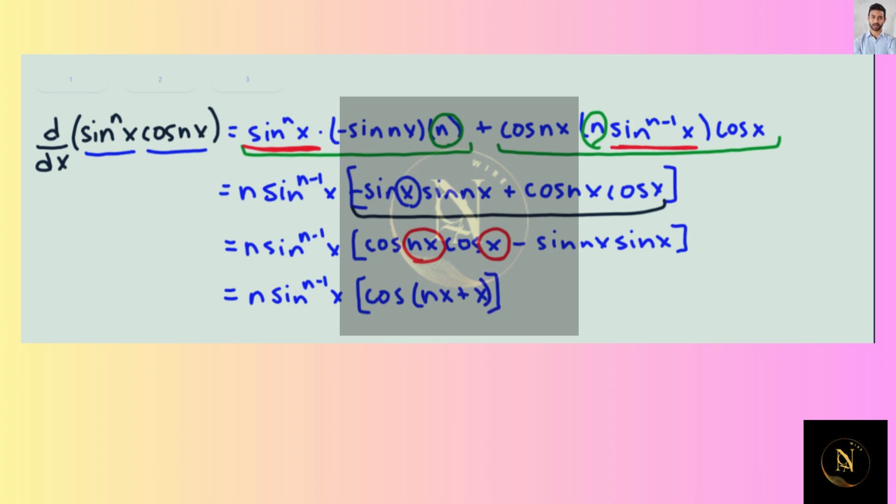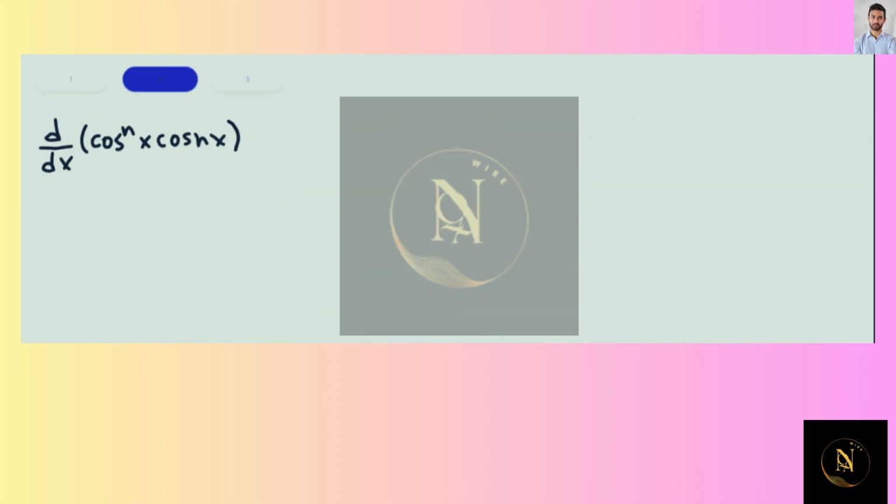And then what we could do with that is we could factor the x out of both of those terms there. So we have n times the sine of x to the n minus 1 power times the cosine of n plus 1 times x. And that's what we set out to prove. Now we're asked to do something just like that for this one. So again, we're going to use the product rule.